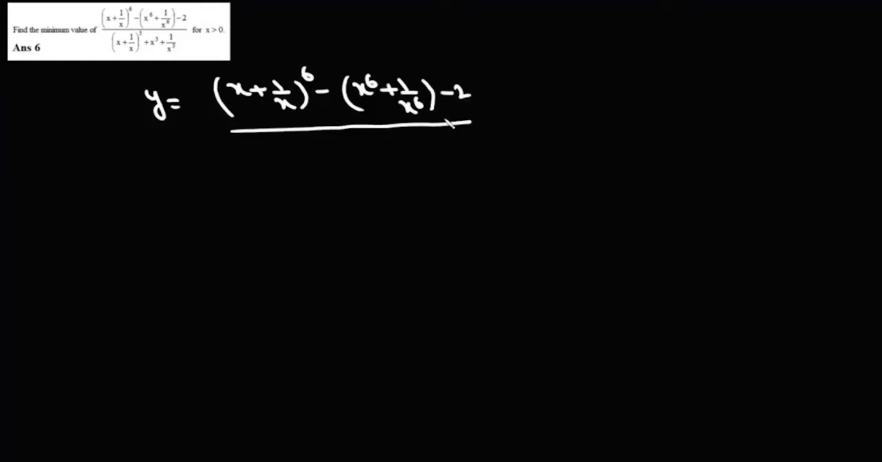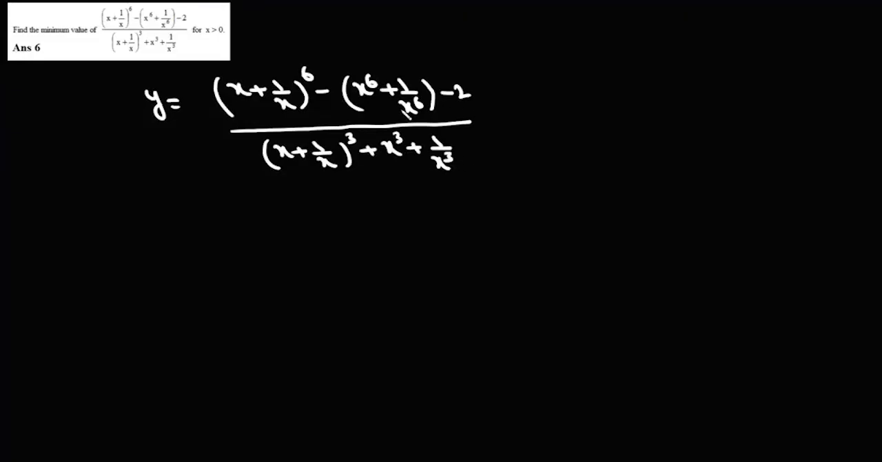Let us take another example. Here the question is, find the maximum value of this expression for x greater than 0. So here x is a positive number. Now our expression is y equals (x plus 1 upon x) to the power 6 minus (x to the power 6 plus 1 upon x to the power 6) minus 2, divided by (x plus 1 upon x) whole cube plus (x cube plus 1 upon x cube).